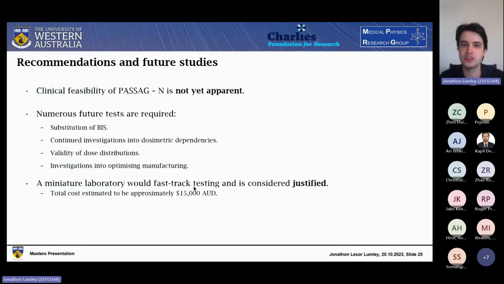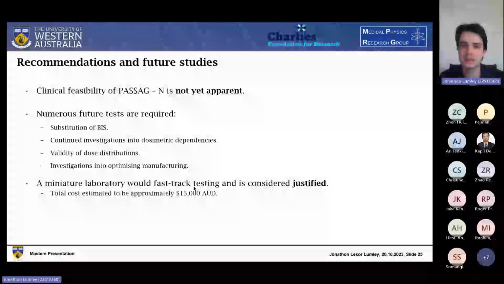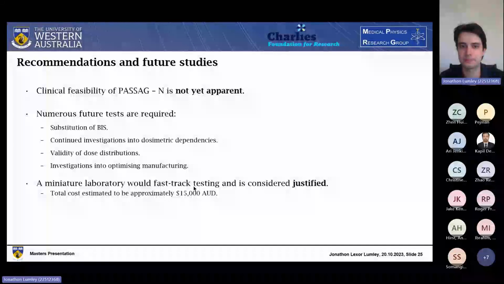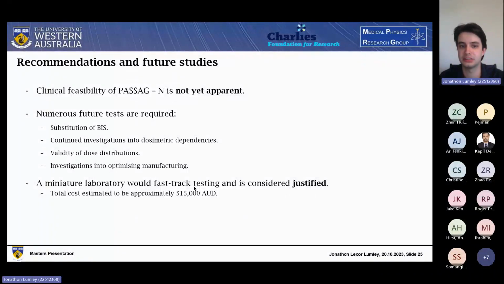In terms of recommendations for future studies, currently the clinical feasibility of the passage and dose formulation is not yet apparent. So it's too early to tell, and a lot more future tests are required. This would include substituting the cross-linker, as this is quite a toxic chemical and is also the main source of the light sensitivity. Furthermore, we need to continue investigations into dosimetric dependencies, such as dose rate dependence, energy dependence, and the like, because they are all different for each type of gel formulation.